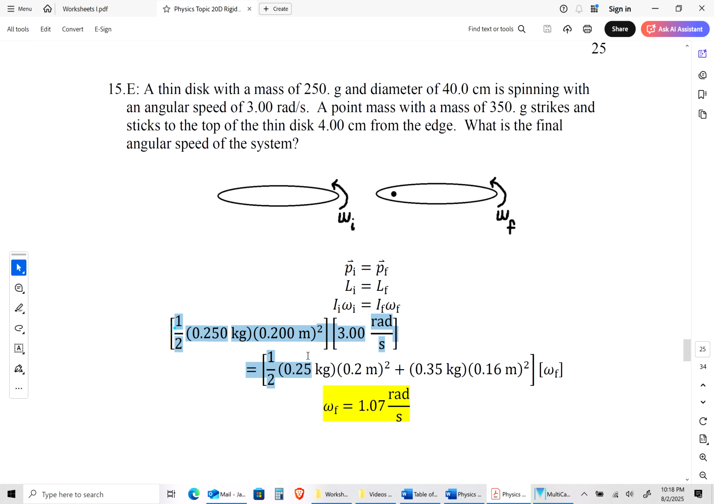So this is angular momentum initial. This is angular momentum final. You notice the I on the left-hand side is the same as the I on the right-hand side, except for that point mass here, which is highlighted, that sticks. So because I final is greater than I initial, omega final is going to be less than omega initial.